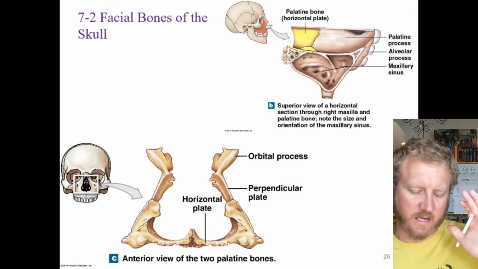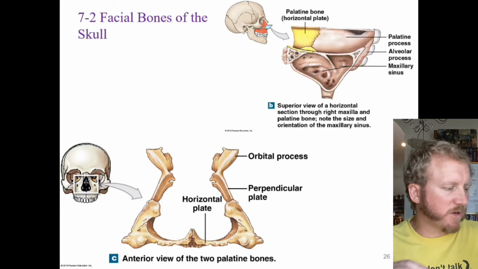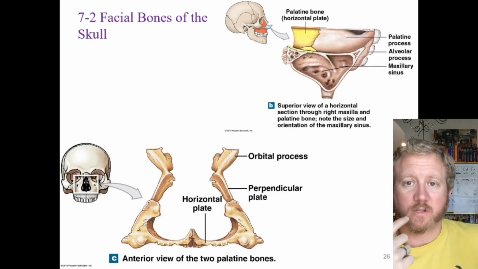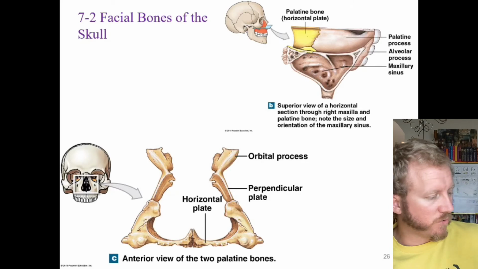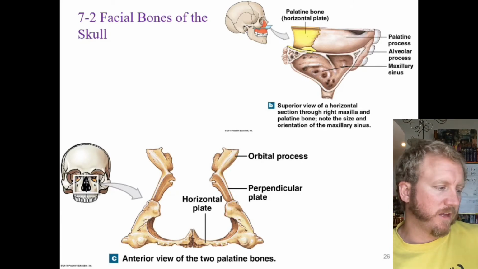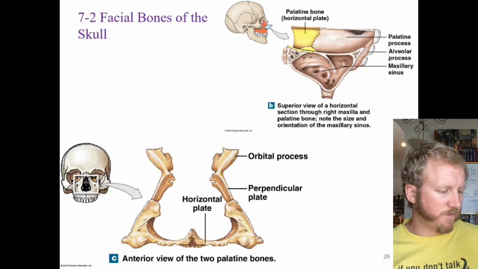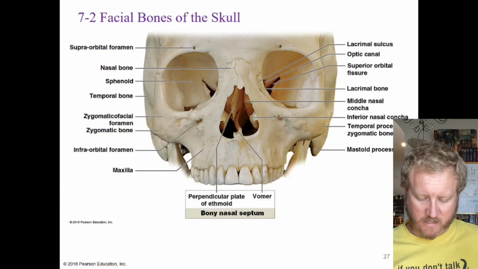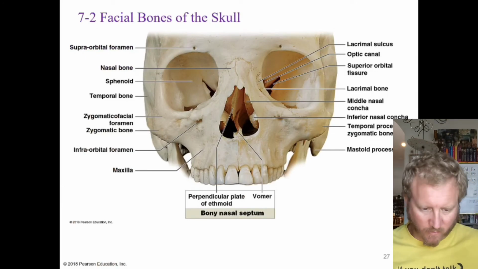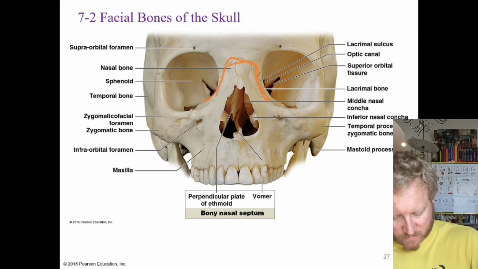So next we have the palatine bones. The palatine bones are going to form the posterior portion of the hard palate and contribute to the floors of the orbits, your eye sockets. They're going to join with the maxillae, with each other, with the sphenoid, with the ethmoid, the inferior nasal conchae, and the vomer. Then after this, we have the nasal bones, which are going to be these bones right here.